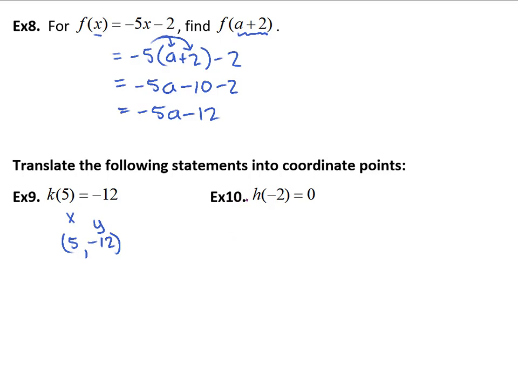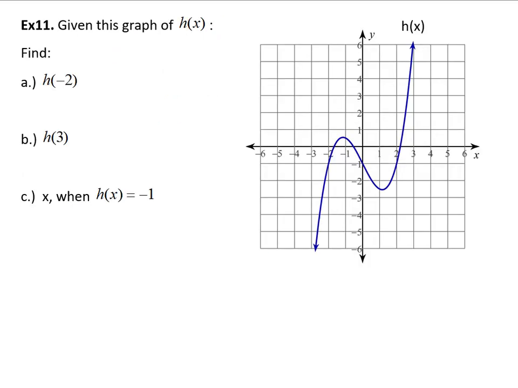So of course, for example 10, some function h, we don't know what it is, but we know when we plug in -2 for x, we get back 0 for y. So our coordinate point we can infer from that is -2, 0. Okay, our next example says, given this graph of h of x, so here's our function h of x, this nice curve, find h of -2.